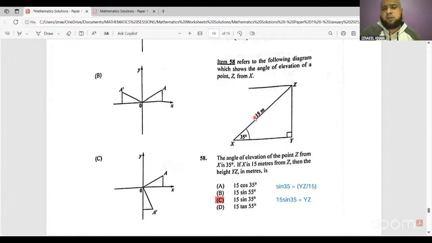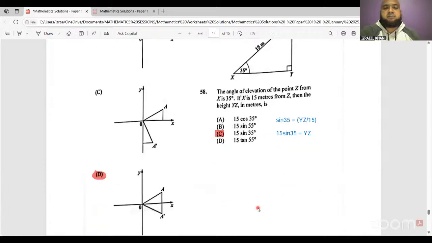In case you're wondering why I use sine, it is because I can get YZ using sine. Carry the 15 across, opposite, so it'll be 15 times sine 35 to get YZ. Cos will not give me that. Cos is adjacent over hypotenuse. YZ is totally away from that. Okay? So YZ is 15 times sine 35, that is C.